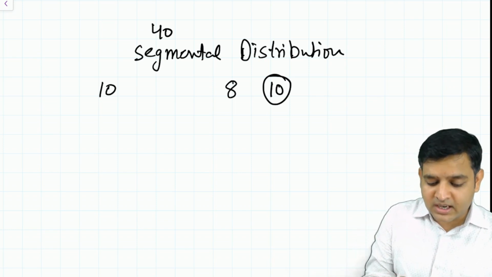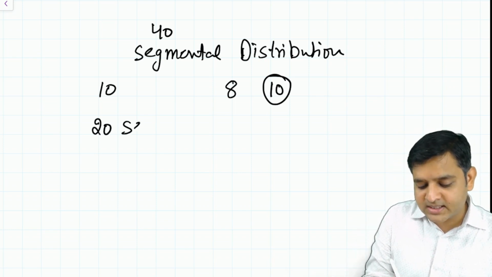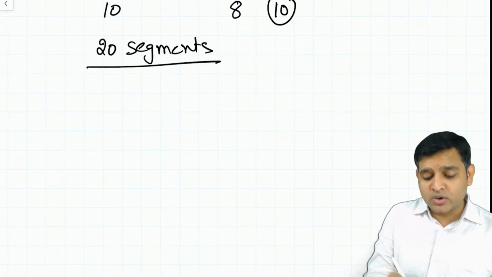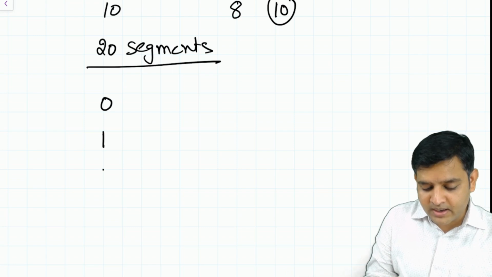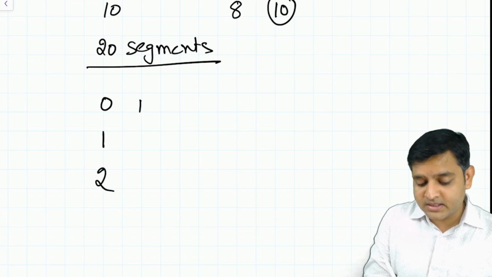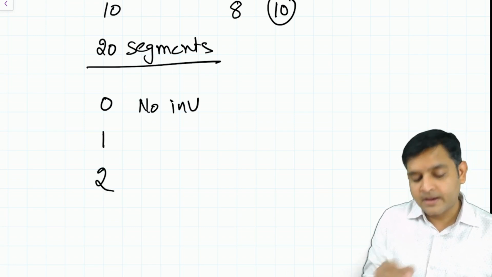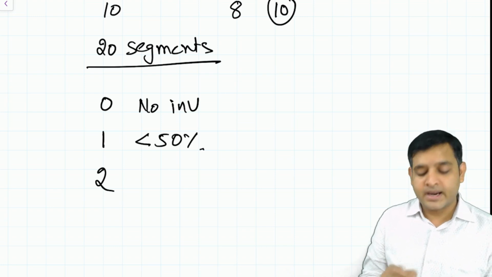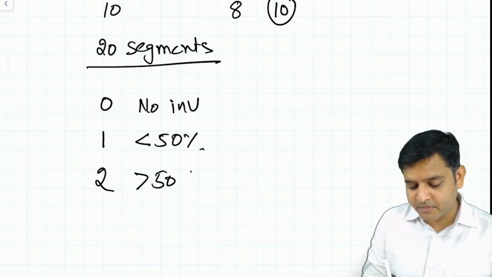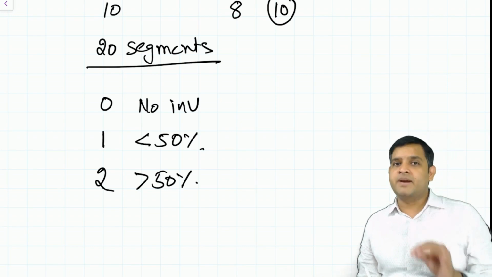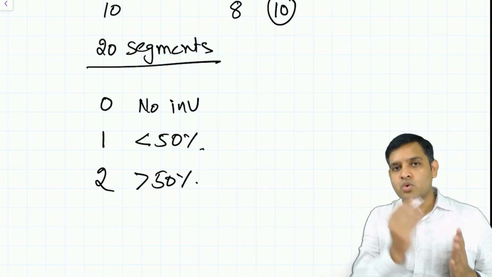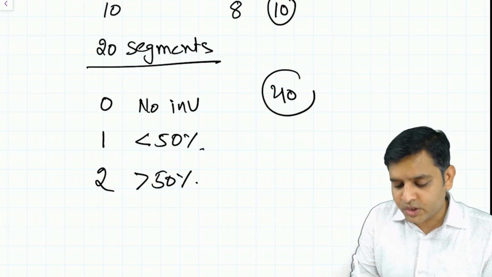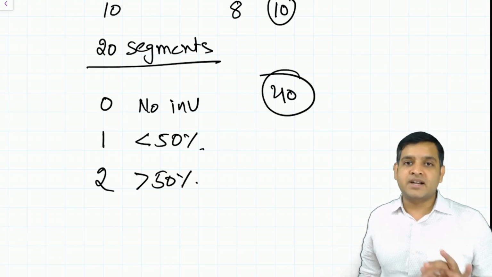So that means there are a total of 20 segments that are considered, and every segment is now scored as 0, 1 and 2. 0 means no involvement, 1 means less than 50% involvement, and 2 means more than 50% involvement. Every segment is given a score from 0 to 2, and then that makes a score out of 40. This is a CT severity score.